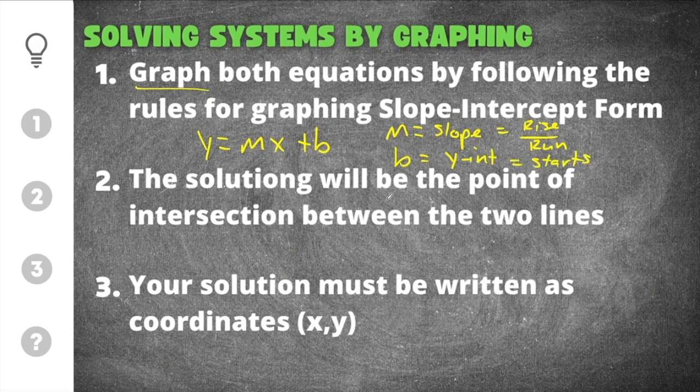The solution will be the point of intersection between the two lines. So you're going to graph both equations. Let's say we just graph two, and if they cross right here, that point will be the answer. So that will be the solution because it's the point of intersection. And finally, your solution has to be written as x and y coordinates. So you need to have both the x value and the y value in your solution.